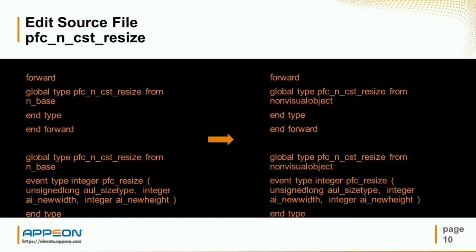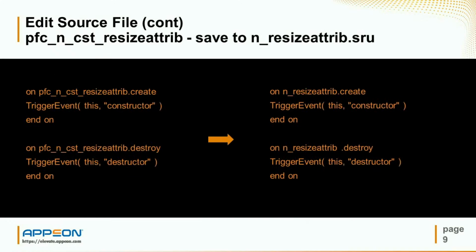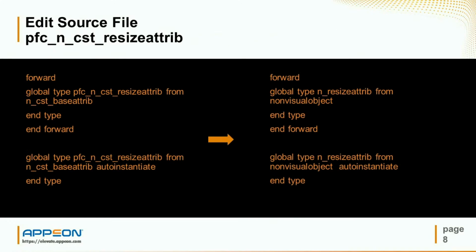So if I go back, I'll show you that. Right, so this was inherited from NCST base attrib, and this we're going to make non-visual object. And also over here, same thing, going from NCST base attrib to non-visual.